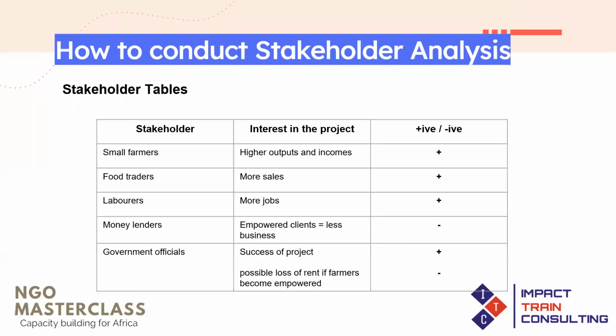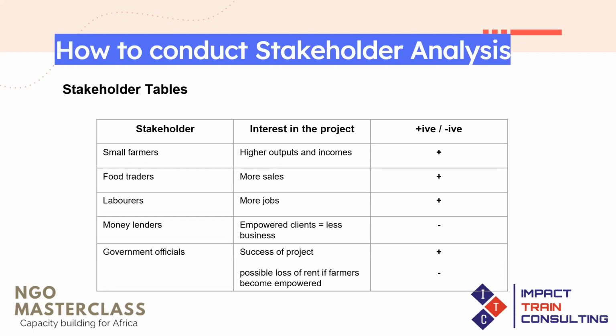All right, so this is a stakeholder table. And this is an example of an illustrative stakeholder table where all the stakeholders are identified in the first column. And then the second column talks about the interest of that stakeholder in the project. And the last column talks about whether that stakeholder has a positive or a negative influence on the project.